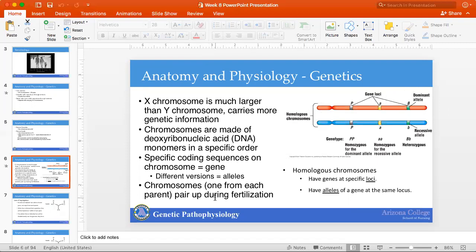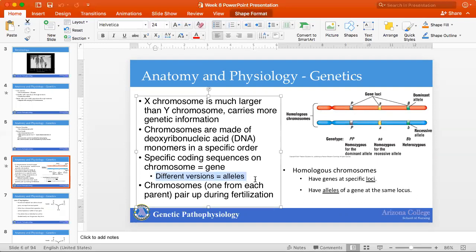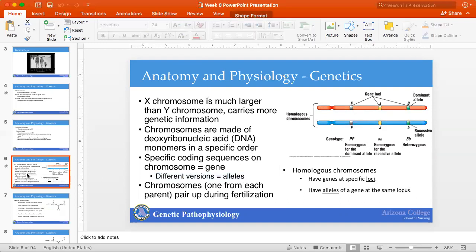Chromosomes, one from each parent, pair up during fertilization. Homologous chromosomes have genes at specific loci, meaning that you can see here that the chromosomes from our mother and our father will have these genes at the same locations along their chromosomes, and then have alleles of a gene at the same locus. And those alleles are different versions of that gene.